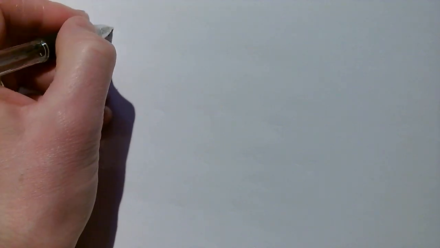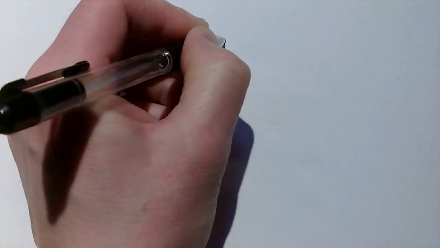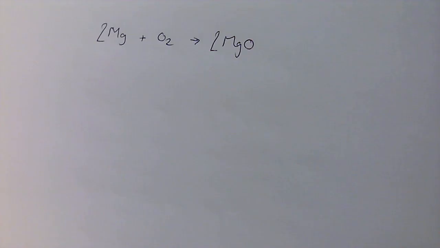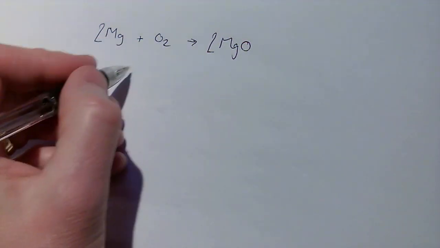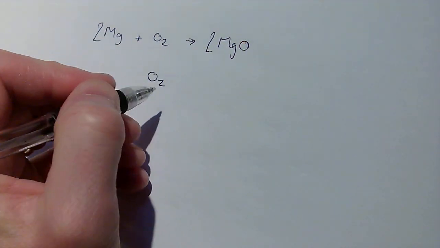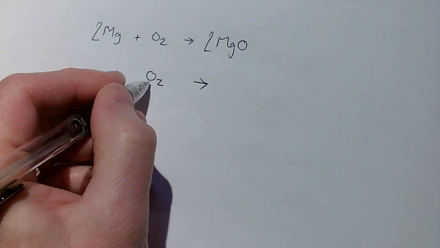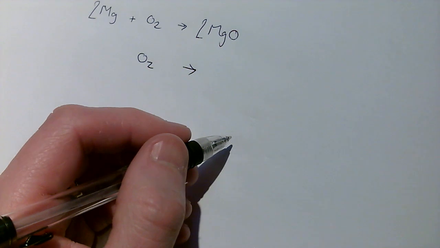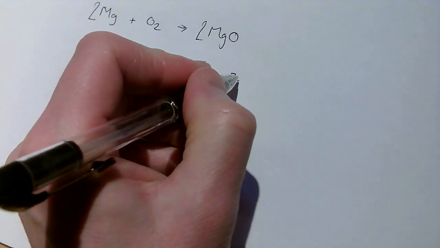Now let's have a look at the oxygen. What happened to the oxygen in that equation? I'll just write the equation out again here. So I've got Mg plus O2 goes to MgO. I need to balance that, 2 and a 2, like that. So my O2, my diatomic oxygen, has become oxide ions. So my diatomic oxygen has become O2- ions.